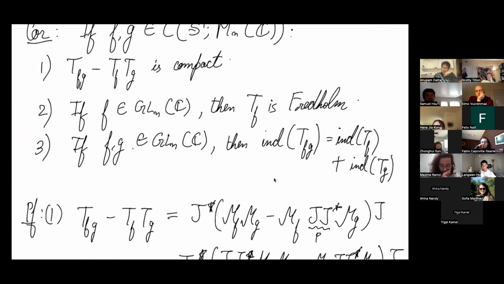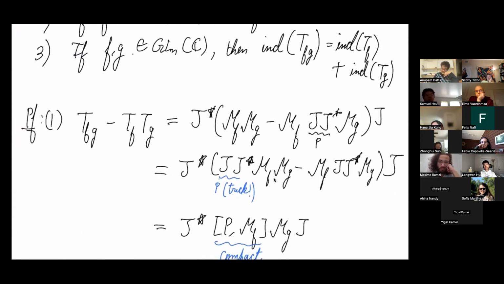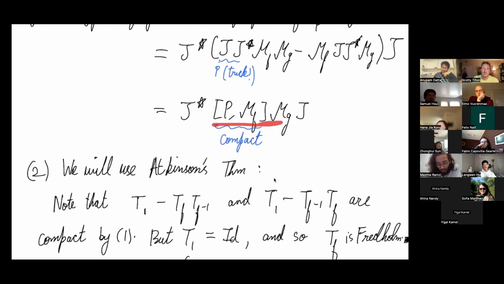So for example, you can show that the difference of T_{FG} and T_F T_G is going to be a compact operator. To that end, you just plug in the previous algebraic formulation of T_F and write it down. At some point you need to plug in JJ star, because this is a functional analysis proof, and I don't think there exists any functional analysis proof where you don't use the trick. So here's the trick of plugging in this JJ star and using the fact that J star J is the identity. Once you do that and you do the algebra, you will get a compact operator multiplied by certain things on the left and right. And since compact operators form an ideal, this is also going to be compact.